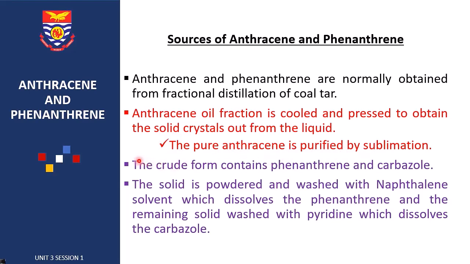Now on phenanthrene, when the crude is obtained, it contains both the phenanthrene and carbazole. And carbazole is completely different from phenanthrene. However, the solid is powdered and washed with naphtha solvent, which dissolves the phenanthrene, and the remaining solid is washed with pyridine, which dissolves the carbazole. Since we are more interested in our phenanthrene, we use a dissolution process that is able to dissolve only our compound of interest, which is the phenanthrene, leaving the solid carbazole to dissolve in pyridine.